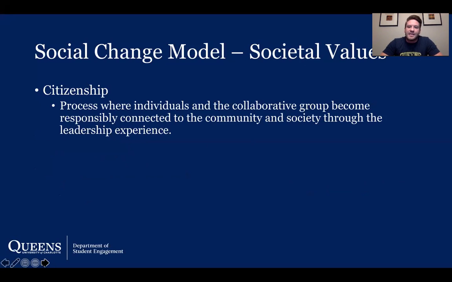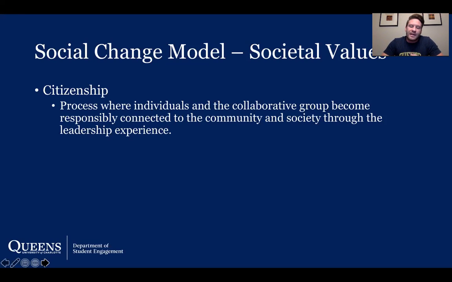And then we have societal values. And this is citizenship. This is when you and your group become responsible for not only the community, but the people within that community. And then through that leadership experience, being in a club or organization, you are responsibly connected to the Queens community. There are things that you have to do to support Queens, to show that you are a member of the organization. And so being in that community and that experience kind of brings in that third model of societal values.